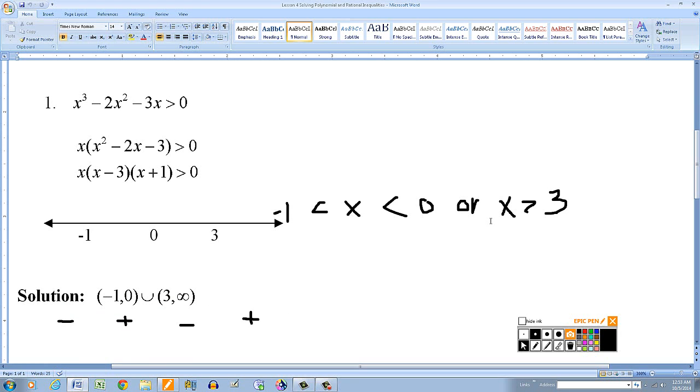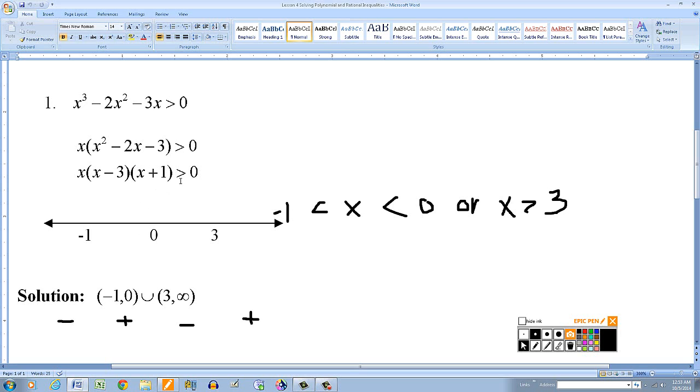Now, the only difference is if this had been less than 0 here, then you would look at the intervals that have the negative sign, and write the solution from that. Now, if this were greater than or equal, then we want the values of x that make this side greater than or equal to 0. So obviously the value of the zeros is what makes it 0. So in that case we would put brackets.